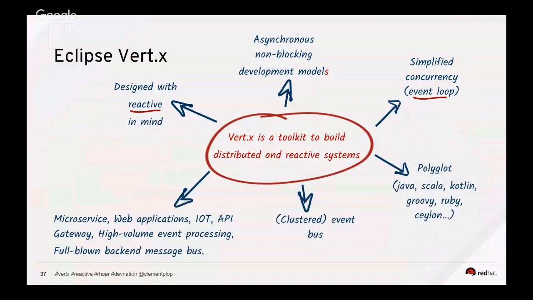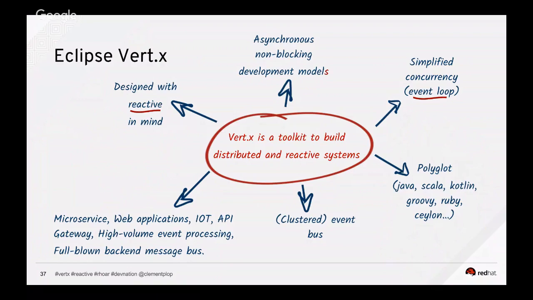Eclipse Vert.x is a toolkit to build distributed and reactive systems. It's just a library with a large ecosystem, and all this ecosystem is reactive, designed to be reactive in mind. It's not something we have added as an afterthought. The first line of Vert.x was reactive, so we learned a lot by doing that: what the issues are, how to handle blocking code, non-blocking code, and so on.